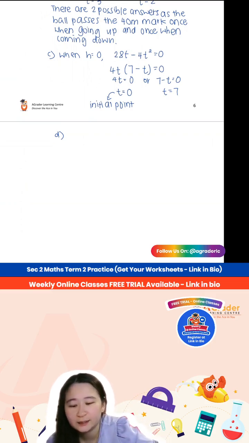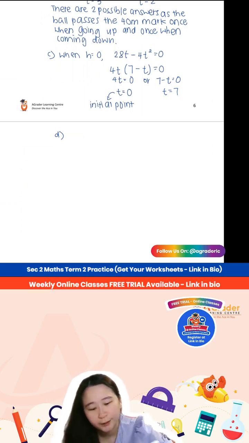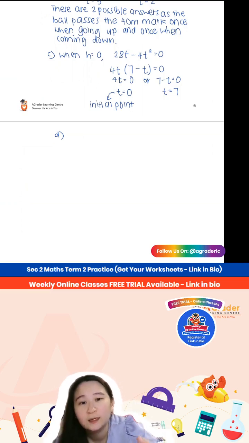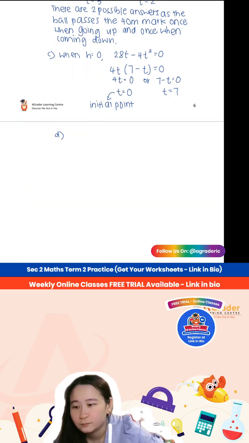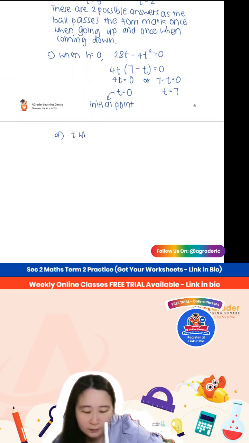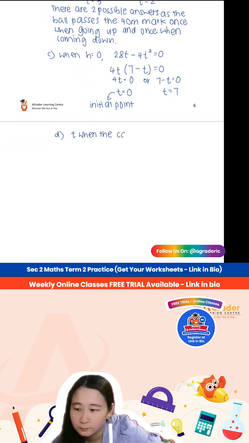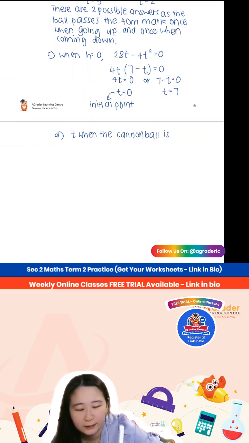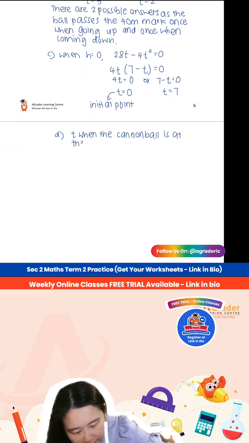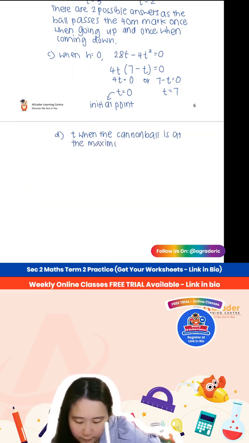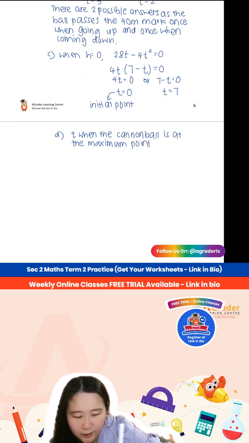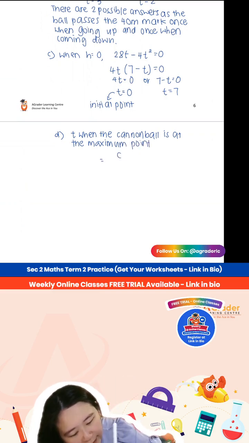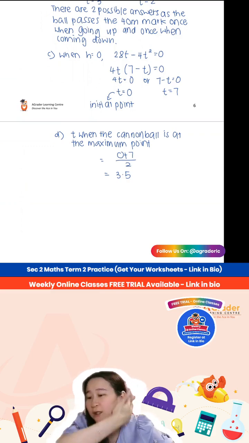Okay, to find the highest point or the maximum point, it's in between t equals 0 and t equals 7. So when the cannonball is at the maximum point, it will be halfway between 0 and 7. So 0 plus 7 divided by 2 is 3.5, the 3.5 second mark.